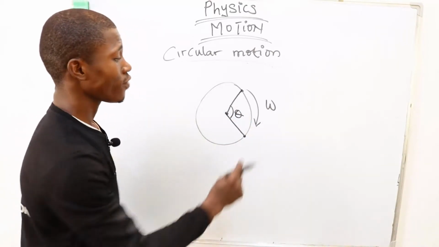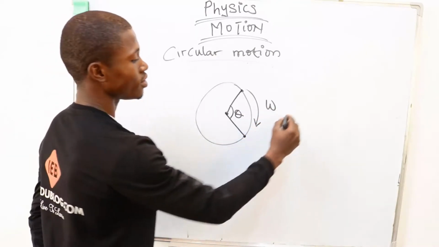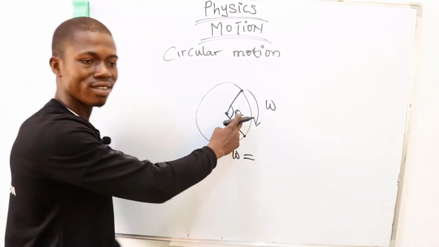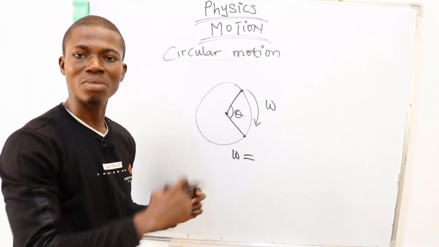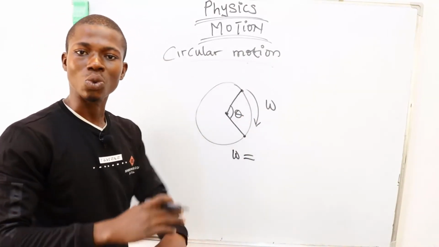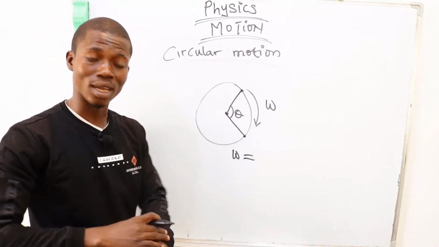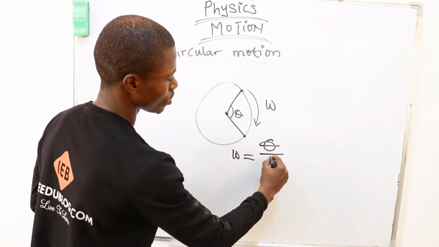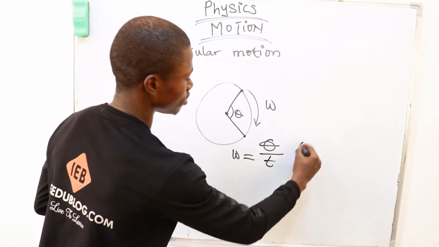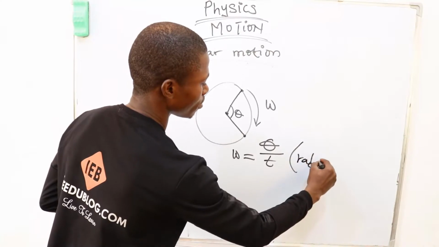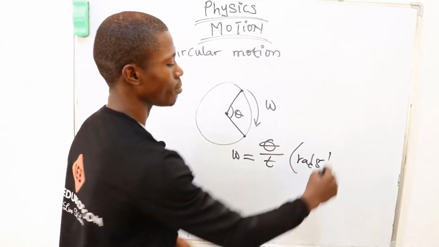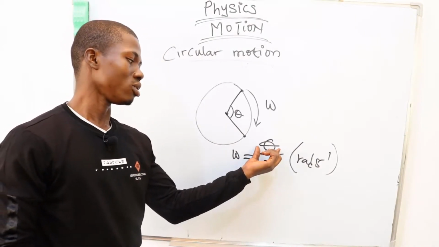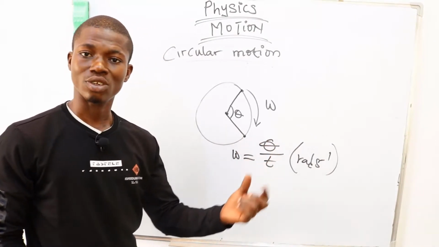Do you get? Therefore, our angular velocity is said to be this theta, the angle it makes during its rotation, with the time it takes to make that angle. That is, it will be the angle it makes while rotating over time, and it has a unit of radian per second. So angular velocity is just the rate by which our angle changes.